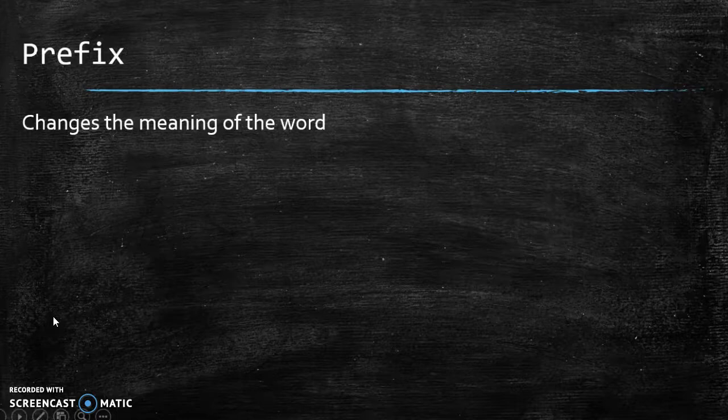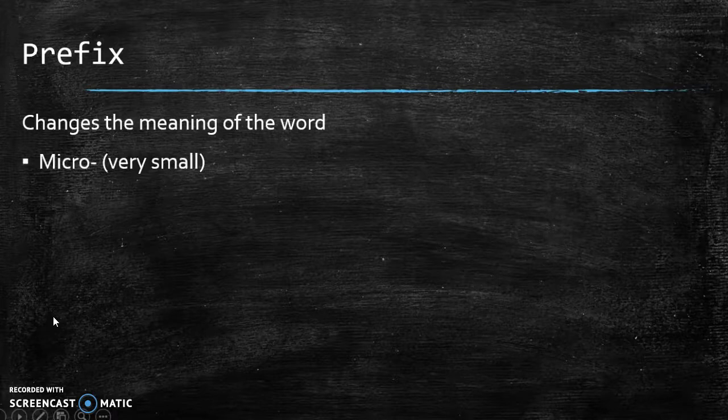Prefixes are a type of word part that changes the meaning of the word. And again, remember that prefixes go at the beginning of the word. For example, micro is one type of prefix. It means very small.